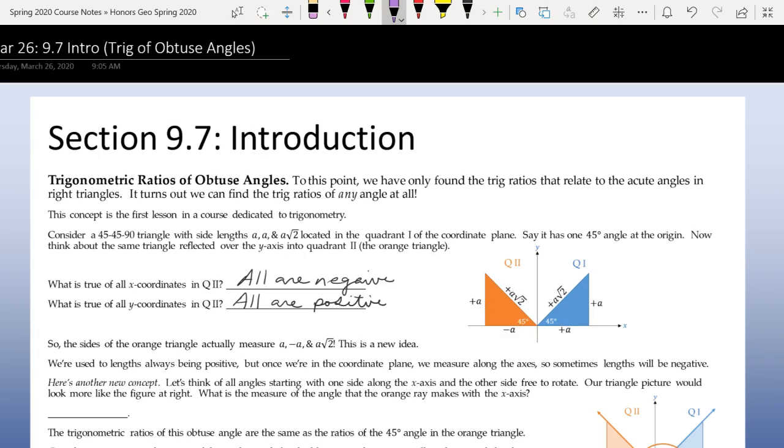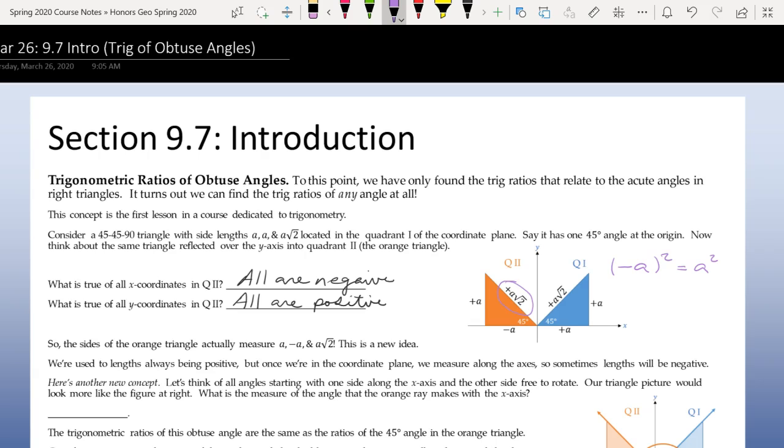The most important thing of all in this figure, however, is the fact that the hypotenuse of the orange triangle is still positive a times the square root of 2 units long. And that comes right out of the Pythagorean theorem. Negative a squared is the same as positive a squared.